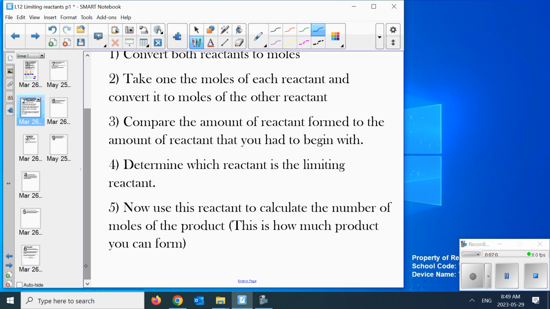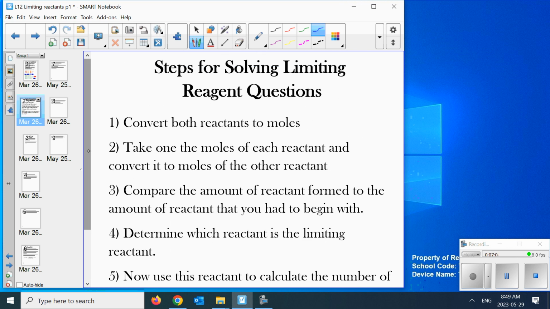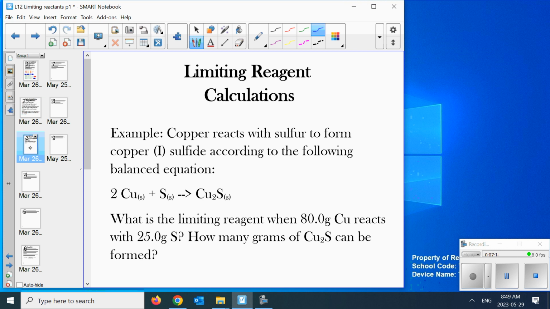I don't think you're memorizing this, and I don't think you need to memorize this. These are the steps we're going to take as we do an example. Convert to moles, figure out how much you need of the other reactant. Okay, so flipping ahead.